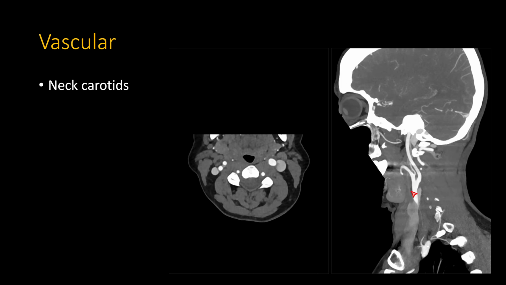And then if you have arbitrary MPR capabilities, you can even rotate this sagittal here so that it's a little bit of an oblique sagittal, and that would probably even give you a better look at your ICAs.